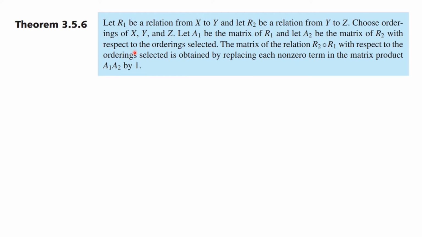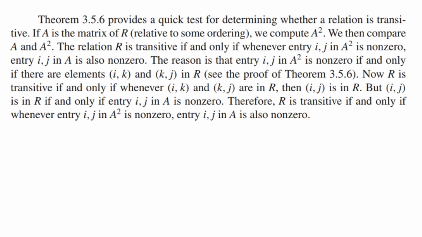Here's the theorem that we talked about. It basically says: if R1 is a relationship from X to Y, R2 is a relationship from Y to Z, and you choose some fixed ordering, and this is the matrix for R1 and R2 relative to those orderings, then R2 composition R1 is found by finding the product and replacing each non-zero term in the product by 1. The proof of that follows very much the example that you went through, and there's another example in your text that has gone through.